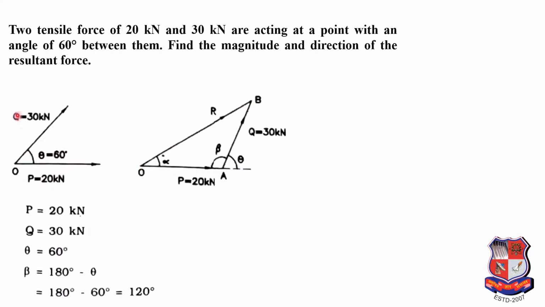Okay, so here two tensile forces are there, theta is there. So as per that we have that figure here, theta is there, beta is there, alpha is there. So what we'll do, P is equal to 20 kilonewton, Q is equal to 30 kilonewton, theta 60 is given. So what will be beta? If you will see over here, this is the line. So simple, that will be 180 degree. Okay. So 180 degree minus theta means it is beta. So beta will be 180 minus 60 is equal to 120. So it is very simple.